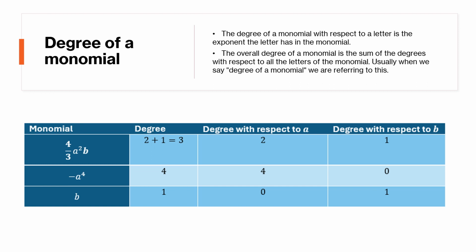Then negative a to the 4th. The degree with respect to a is 4, and the degree with respect to b is 0, because if we raise b to the power of 0, we get 1, and a to the 4th times 1 is a to the 4th. Nothing changes. So the overall degree will be 4 plus 0, which is 4. The final example is pretty much the same as the previous one, because the degree with respect to a can be considered 0, since a to the 0 is equal to 1, and b times 1 is equal to b, and the degree with respect to b is 1. So the overall degree will be 1 plus 0, which is equal to 1.